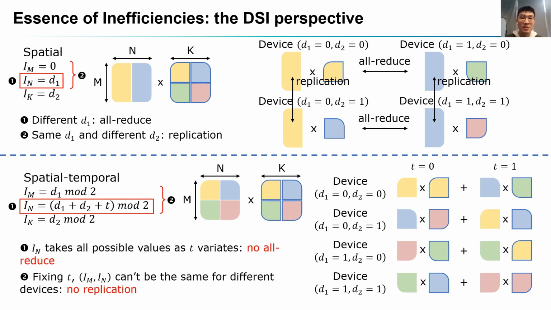Inspired by Cannon matrix multiplication, we consider spatial-temporal DSIs. In this set of DSIs, you can see that In varies with temporal index t and takes all possible values as t varies. This ensures that for an arbitrary device, during its process of computation, it can have access to all slices of dimension n to compute all partial results and accumulate locally. What's more, at a given time t, the DSI tuple of any tensor is different for different devices.